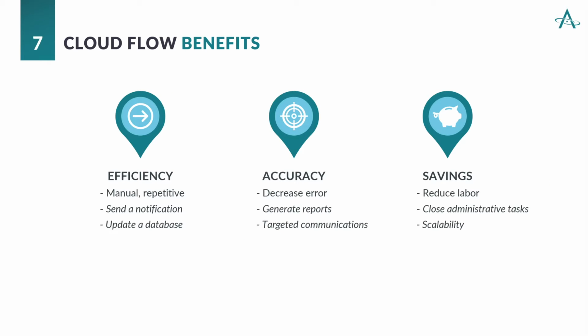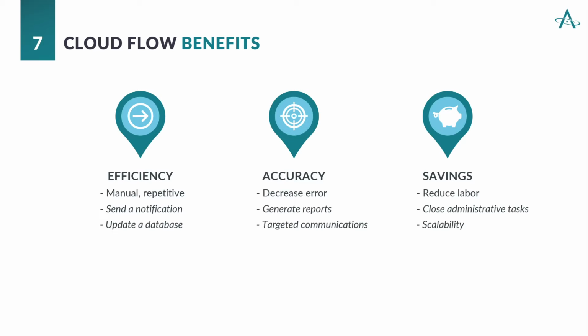Let's look at the benefits of a cloud flow. When you line out a trigger plus an action, you are really defining a process. And really, I'll elaborate more on that as we go. But defining your process helps create all these benefits you see on screen. There's improved efficiency. What was once manual and repetitive now becomes, as the word says, automated. You can send a notification at a certain time. You can update a database based on a certain action.